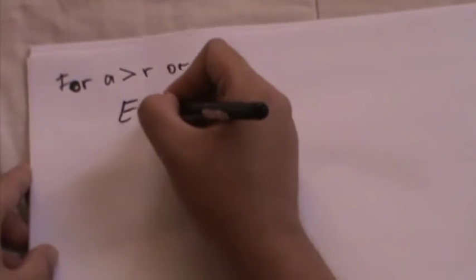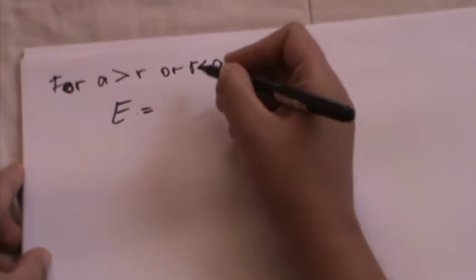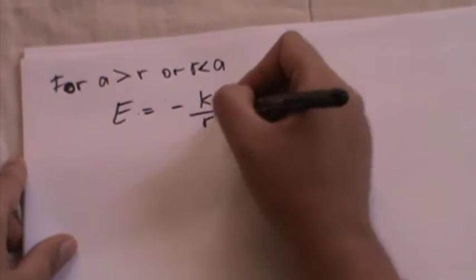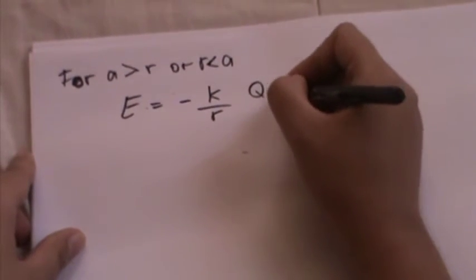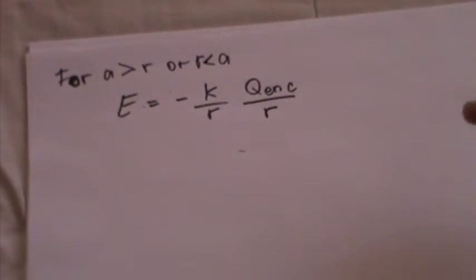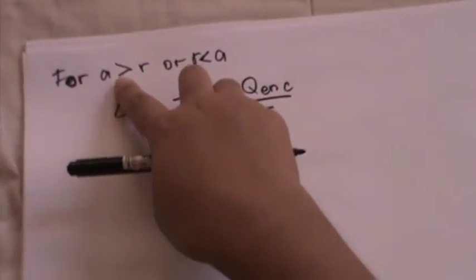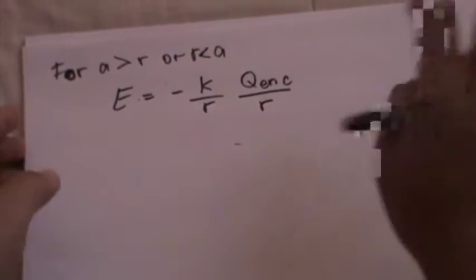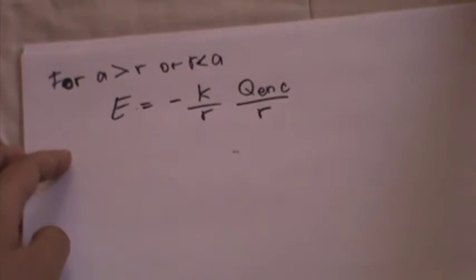We'll have E is equal to, since we have the previous equation, we'll just consider it, so we have negative k over r, Q enclosed over r. Say this for the tau, so we'll have this one, this tau, yeah, we use this one here.